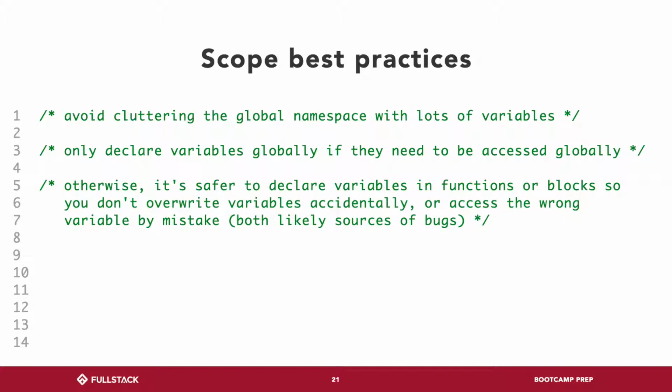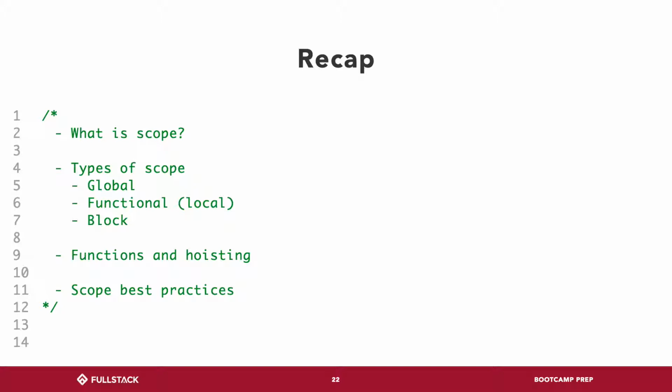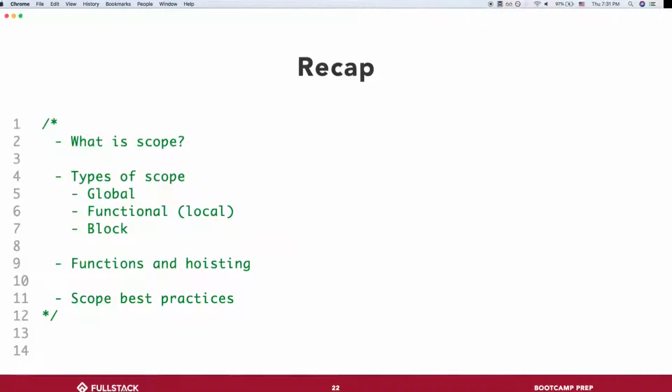It's always safer to declare variables in functions or blocks so you don't accidentally overwrite variables and confuse other people that are working on the same code base as you. None of these problems really exist if you're the only one working on an app, but once you start collaborating with 20, 30 people on the same code base, things can get messy if you don't follow some guidelines. And so yeah, this is the recap. That's pretty much the end of this lecture, and I'll get to your question about fat arrow functions.